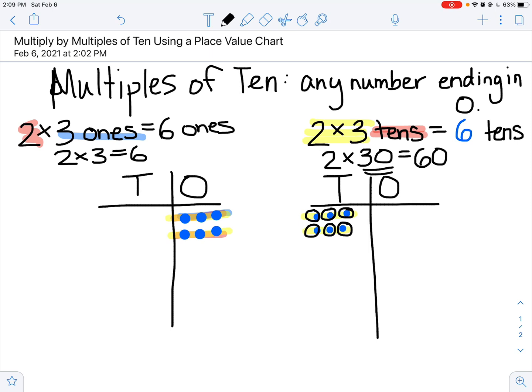Okay? So what we're doing is taking our base fact and shifting it over on our place value chart. You're going to do a lot of this next year, so I want you to start to get the hang of it. Let's try another one. Let's take a look at what if we had something like 3 times 4 ones. How many ones will we end up with?